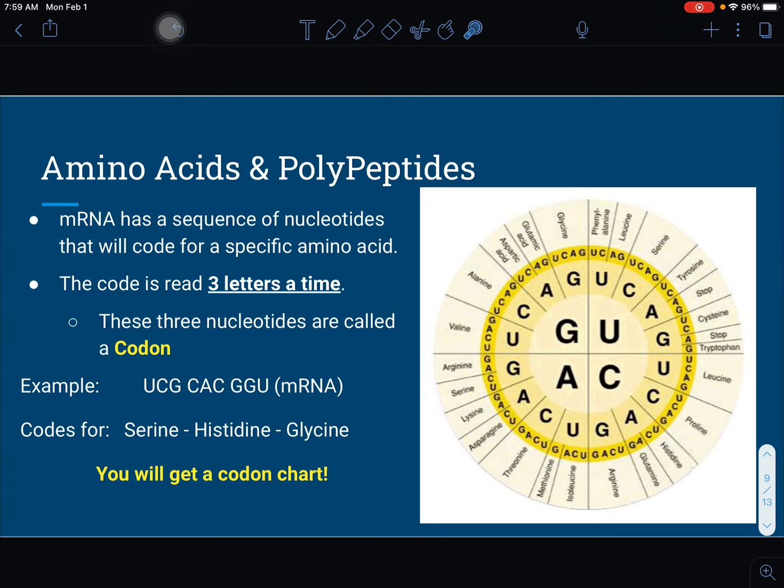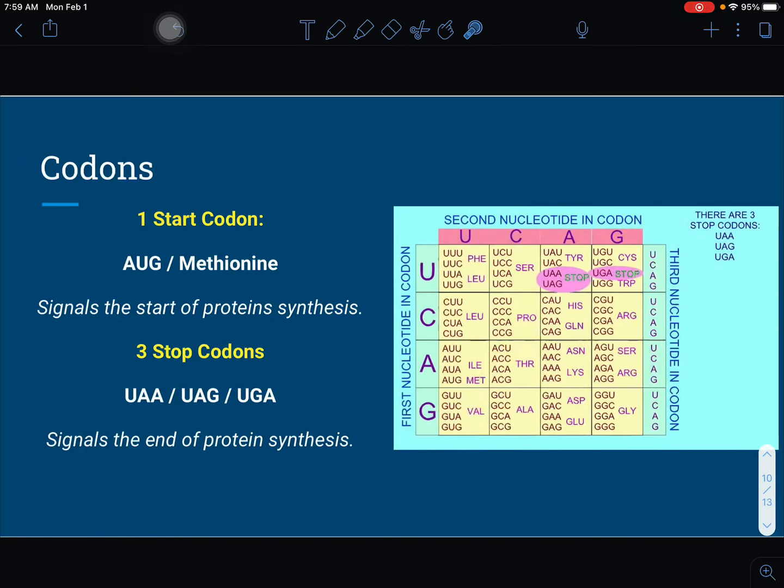Don't worry, you are not expected to memorize this chart. You will get a codon chart. Now, this particular chart codes off of mRNA, but there are other charts that might code off of DNA or might code off of tRNA. It just depends upon the chart, so make sure that you take note that this particular one is for mRNA.